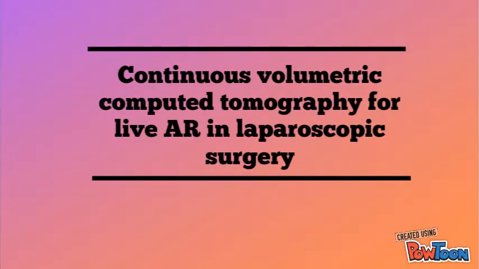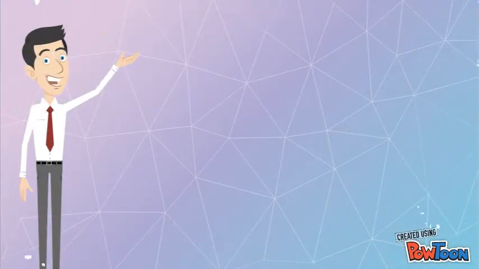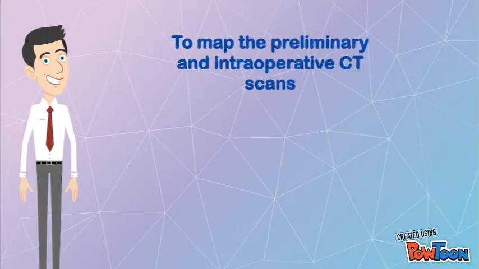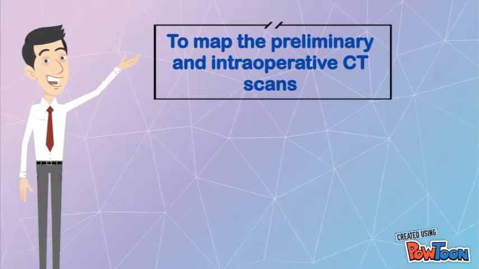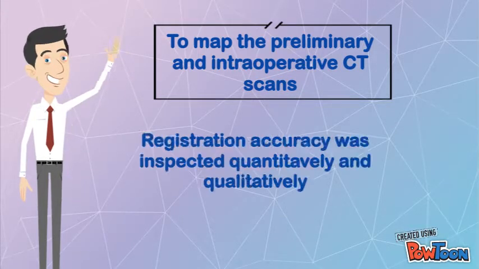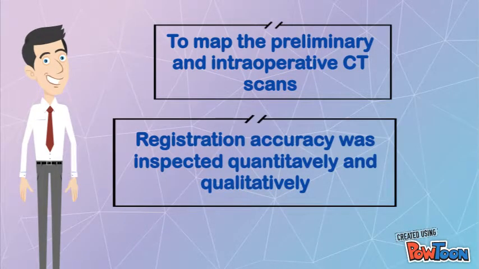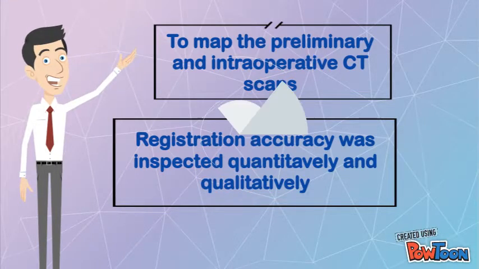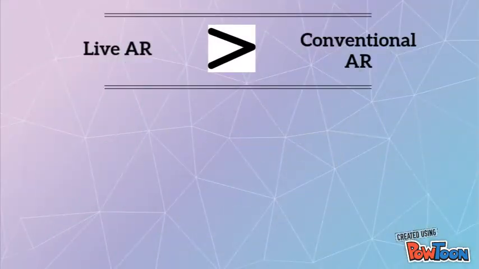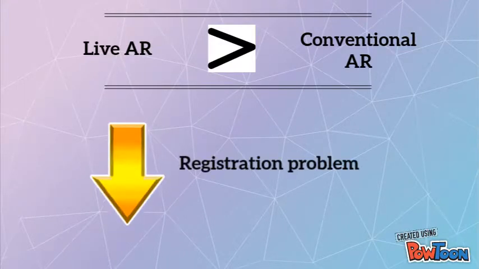Third is continuous volumetric computed tomography for LiVAR in laparoscopic surgery. Automatic registration was used to map the preliminary and the intraoperative CT scans. Also, the accuracy of the registration was inspected quantitatively and qualitatively. LiVAR is better than conventional AR, in terms of reduction of the misregistration problem.